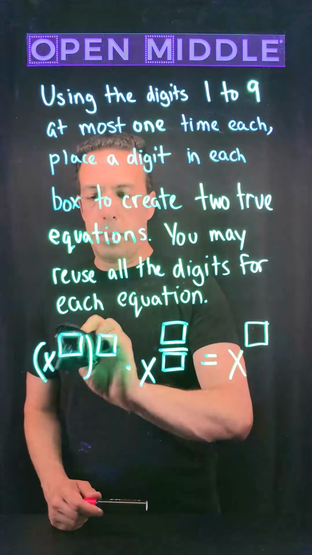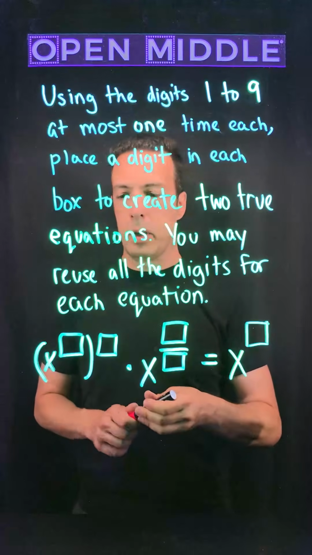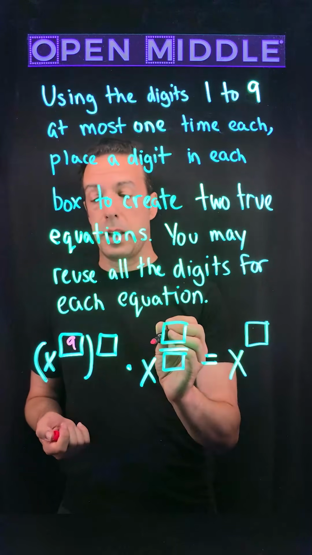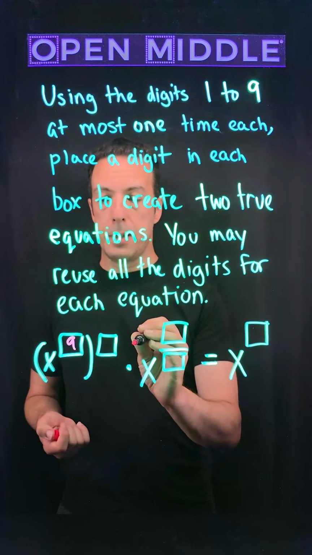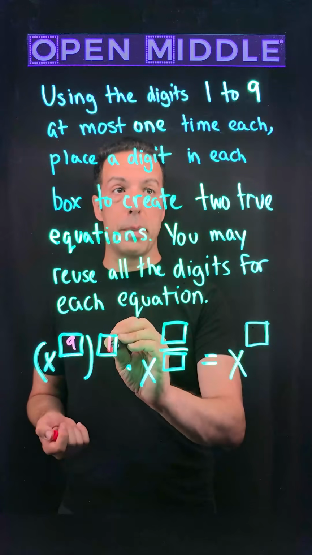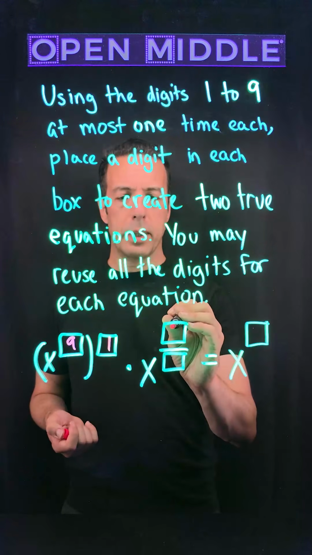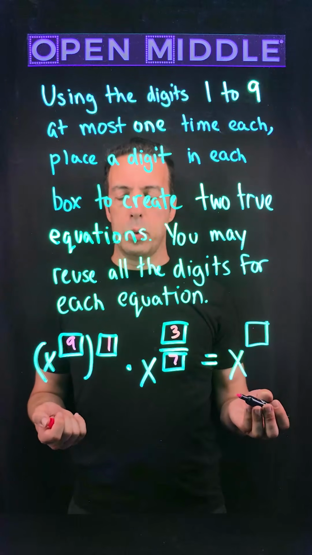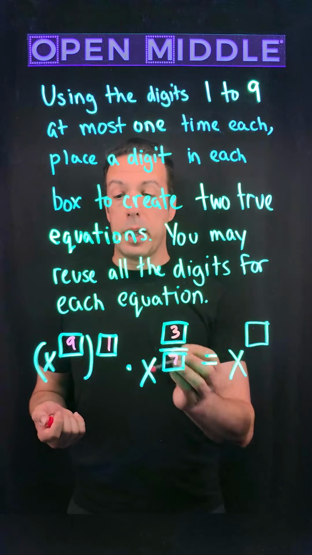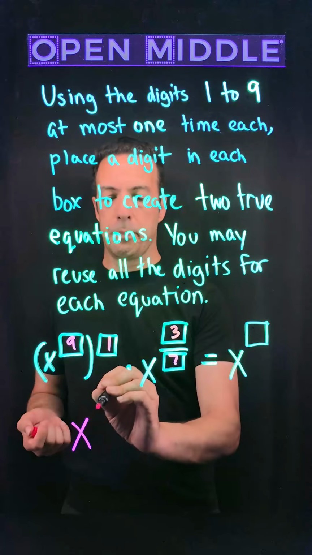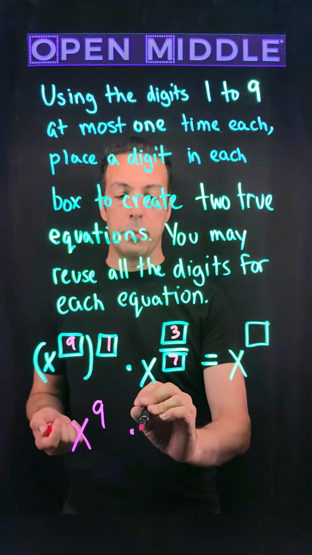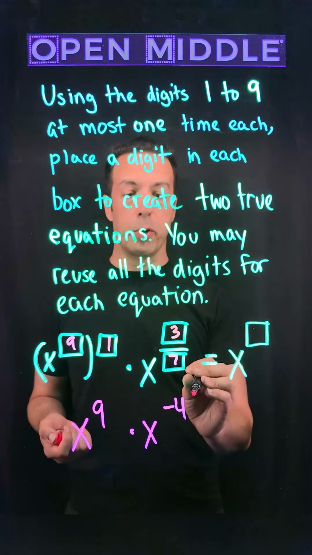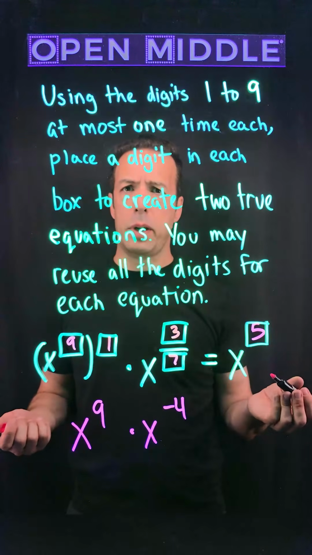We got lucky there. Let's pick, I don't know, a 9 and a, gosh, that's actually going to get pretty big pretty fast. That's probably a bad digit. Let's pick a 1 to balance it out. And then maybe we'll do something like this. Let's put a 3 and a 7 here. So now we're going to have x to the 9th power. And here we're going to have times x to the negative 4th power. And now here we need to add these exponents, and now we get 5, which actually does work as well.